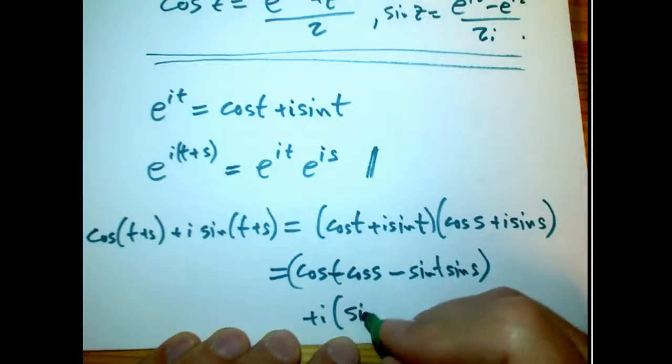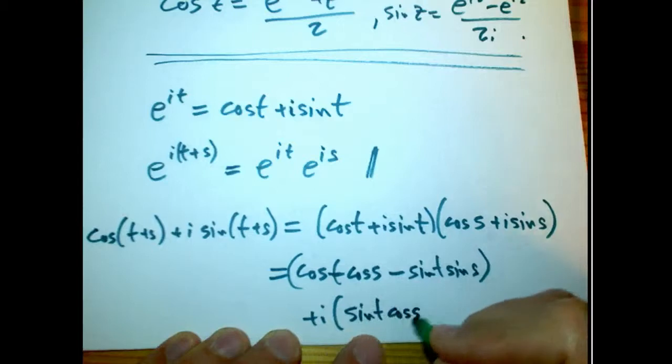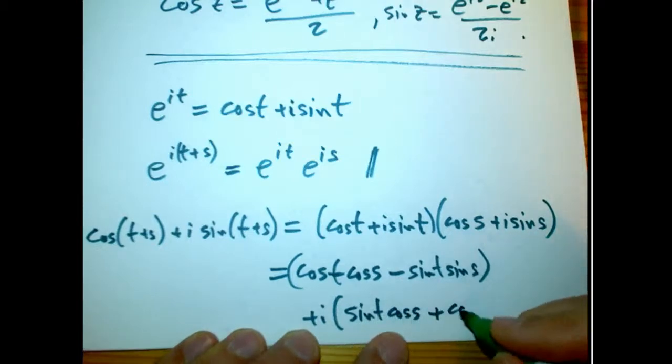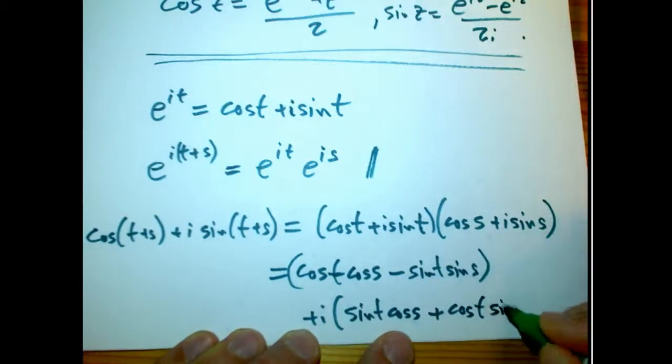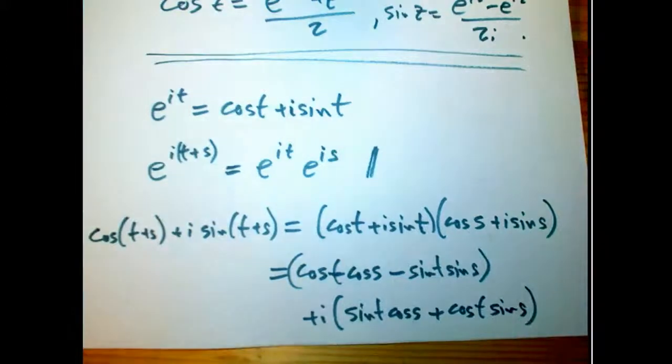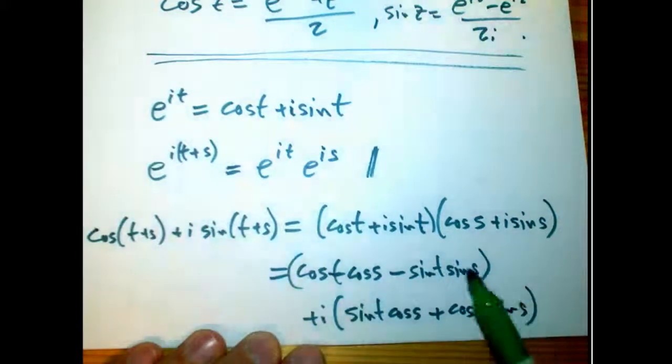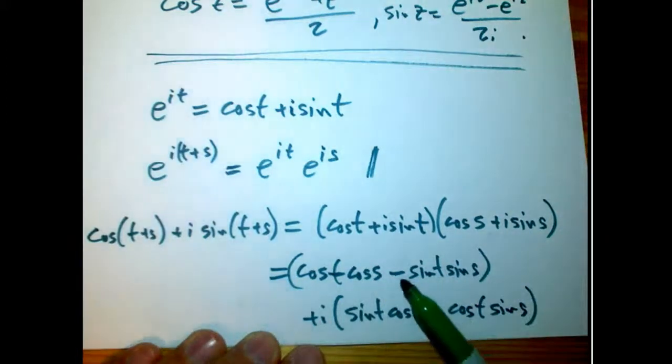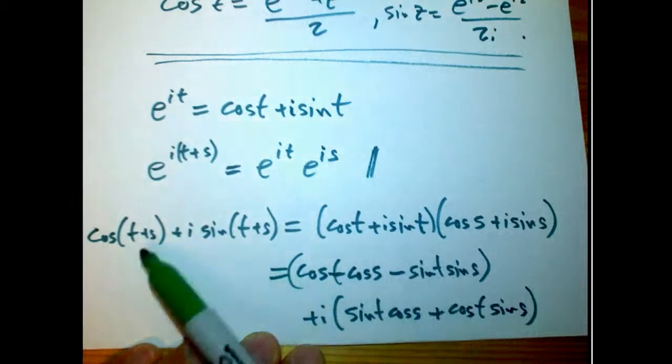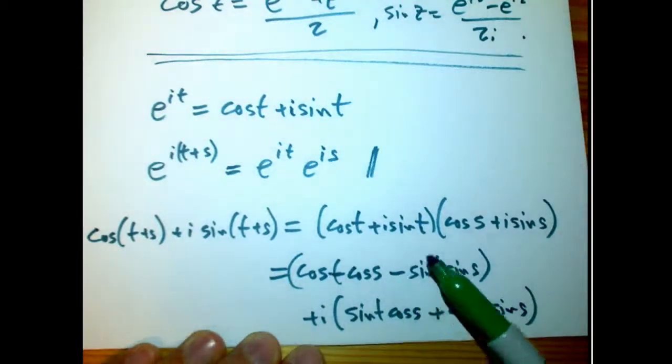And this is going to be sine t cosine s plus cosine t sine s. I mean, these formulas seem a little bit weird the first time you see them, and I think the weirdest thing is the minus sign. The fact that the sum formula for cosine has a minus sign. Well, what is that minus sign?